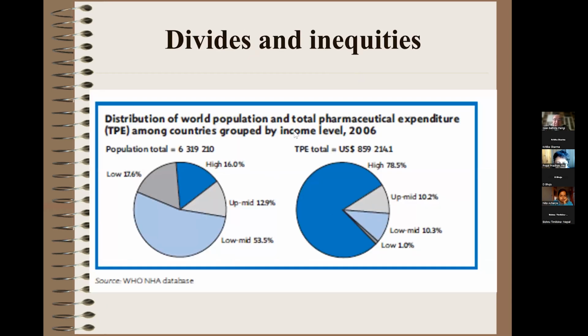And again, the total pharmaceutical expenditure: 16% of the population living in high-income countries consume 78% of the drugs. The 17% of the population living in small, low-income countries consume 1%. 17%, 1%. 16%, 78%, is a little bit of a difference.